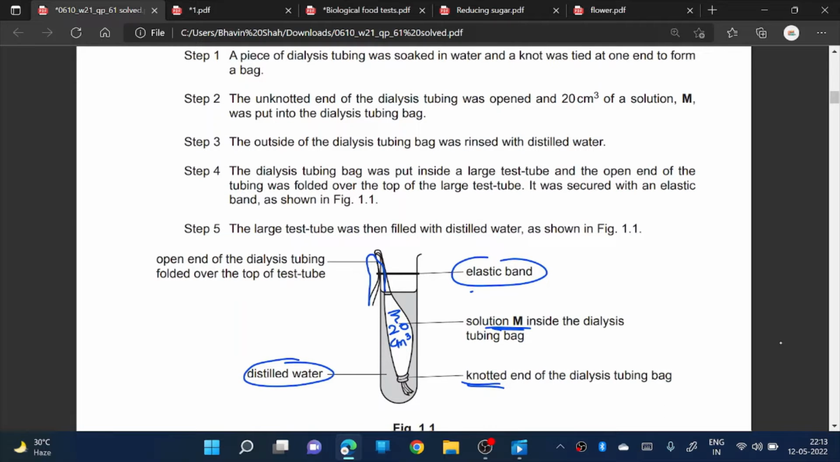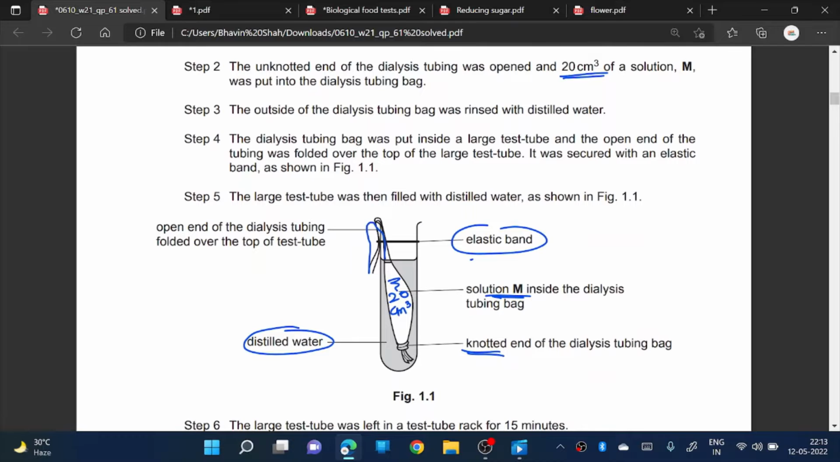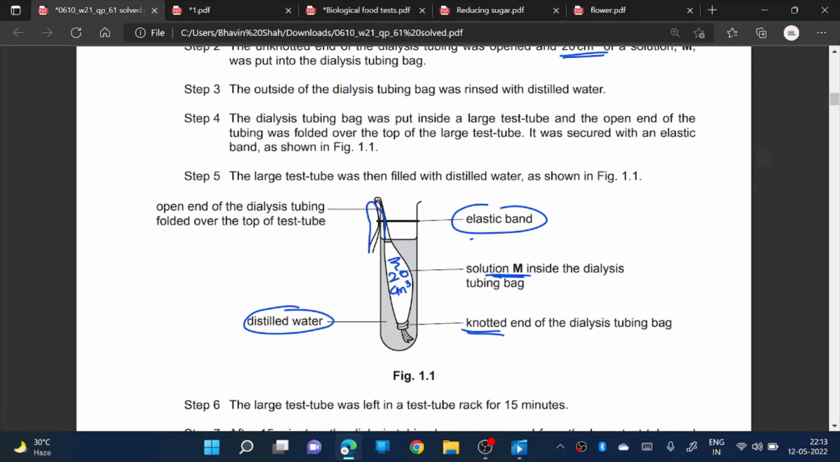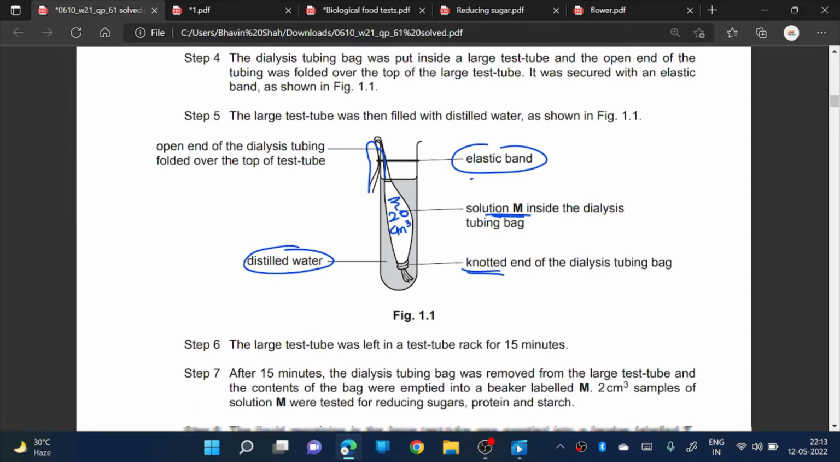The unknotted end of the dialysis tubing was opened and 20 cm cube of solution M was put into the dialysis tubing. Now, the outside of the tubing was rinsed. This is very important so that there are no impurities or contamination and so that it will not affect your final result. The dialysis tubing bag was put inside a large test tube and the open end of the tubing was folded over the top of the large test tube. I have explained all this. The large test tube was then filled with distilled water.